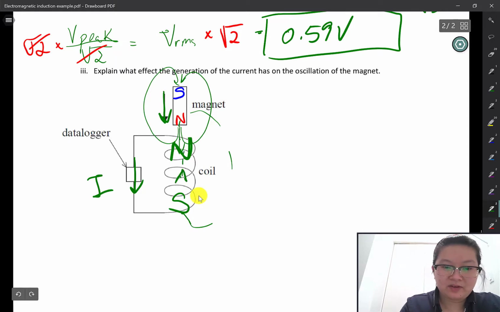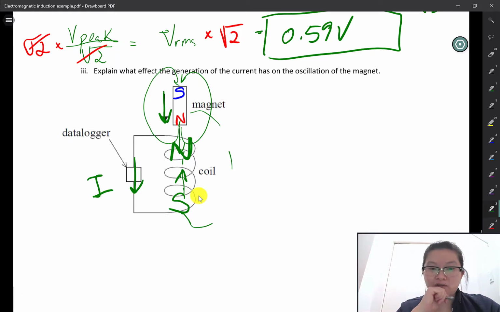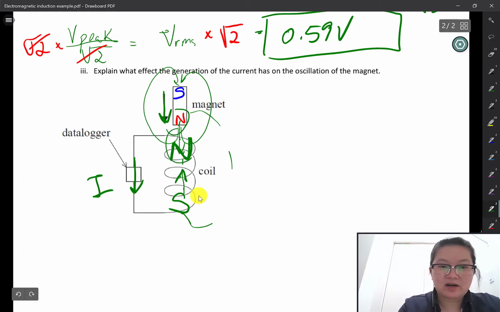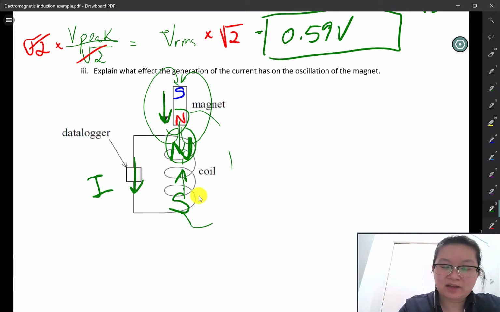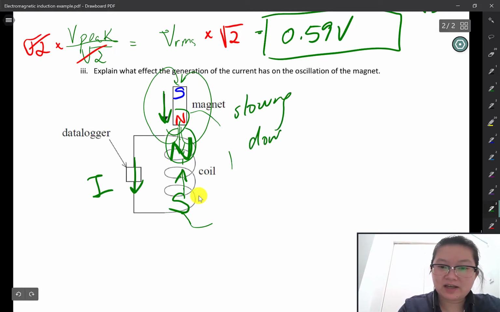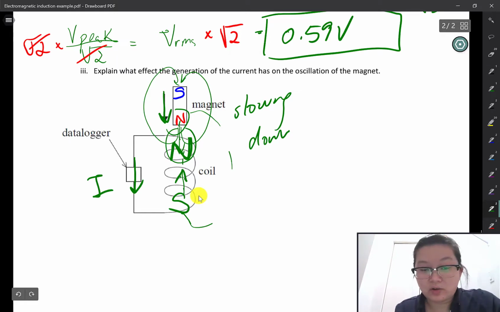So the magnetic field produced through the coil is in the upwards direction. Notice that clashes with the magnet coming in. Because of that repulsion effect between the two poles of your magnet and the temporary magnet, this magnet, as it's coming in, is going to be slowing down. It's going to slow down as it is going into the coil.